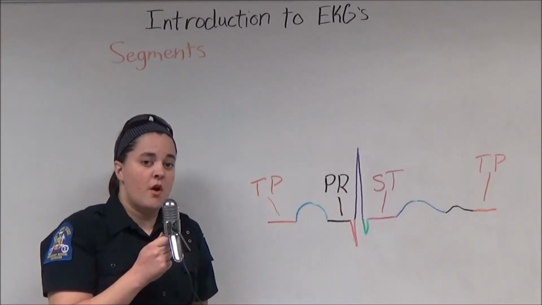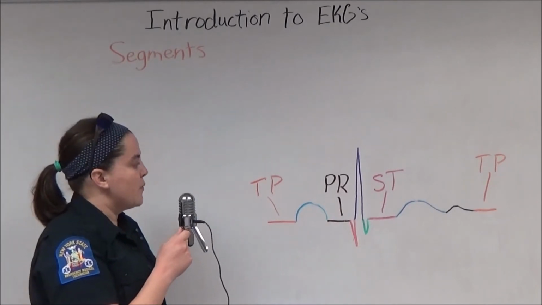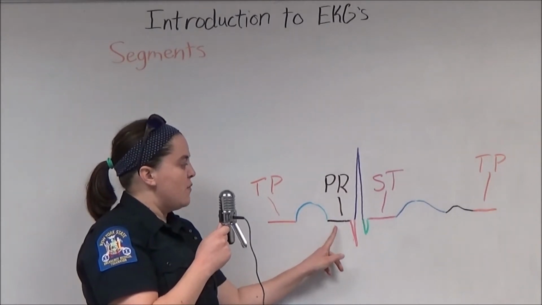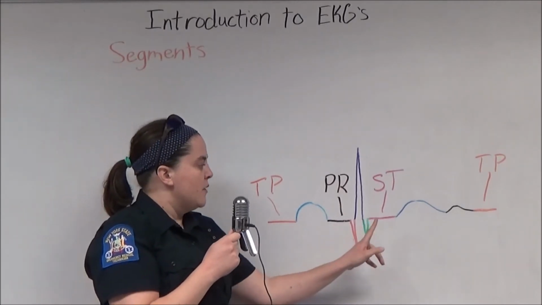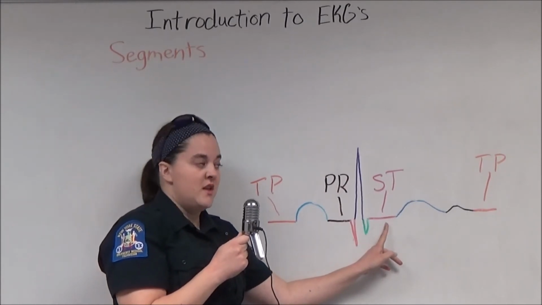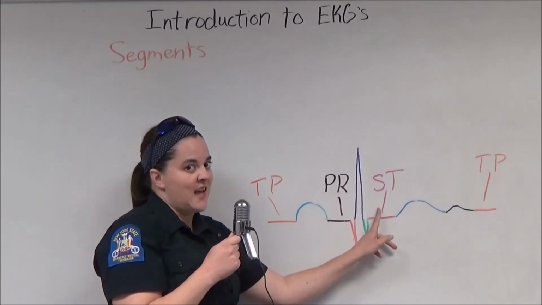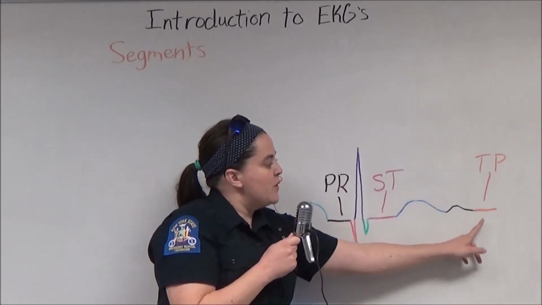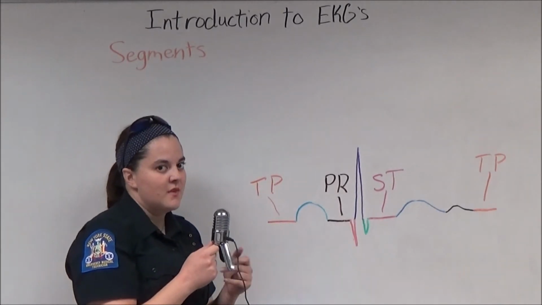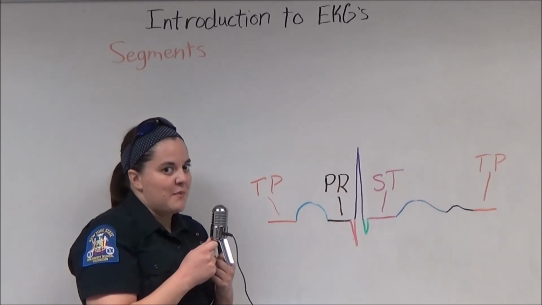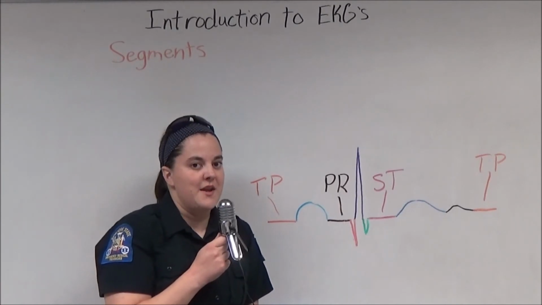Segments are periods of time in the cardiac cycle where electrical activity cannot be detected. This occurs at 3 points: between the P wave and the Q wave or R wave, known as the PR segment, between the S wave or the R wave and the T wave, which is known as the ST segment, and between the T wave and the P wave of the following beat, which is known as the TP segment. The TP segment is also known as the isoelectric line.